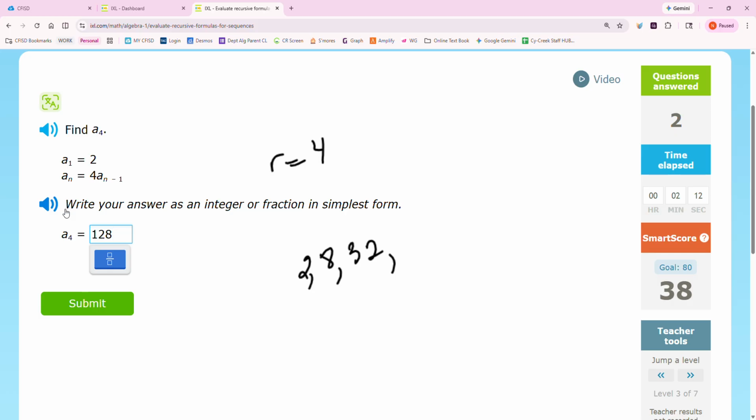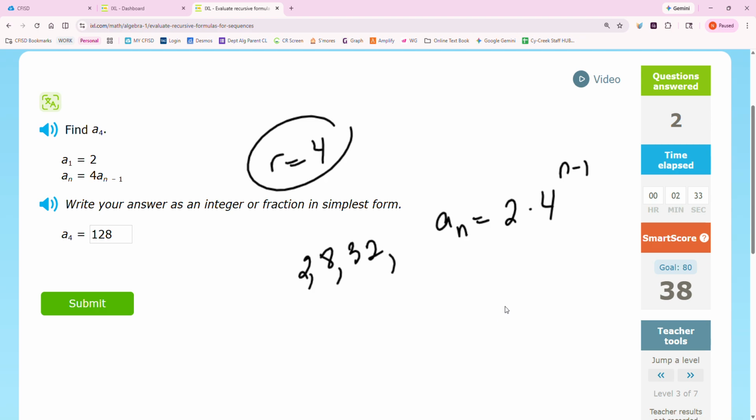Now, you can also write this as an explicit form instead. So in other words, I know my rate, I know my first term. So I can write the explicit formula to be my first term 2 times our rate 4 to the n minus 1. Now, why would I want to do that?